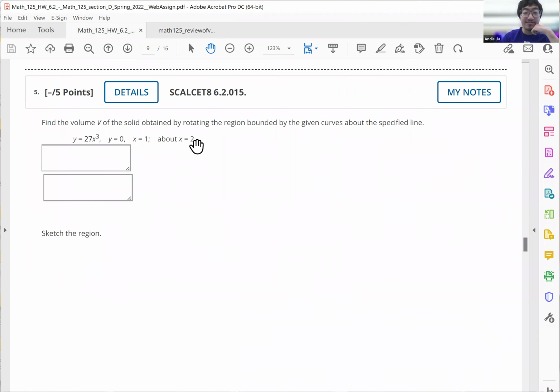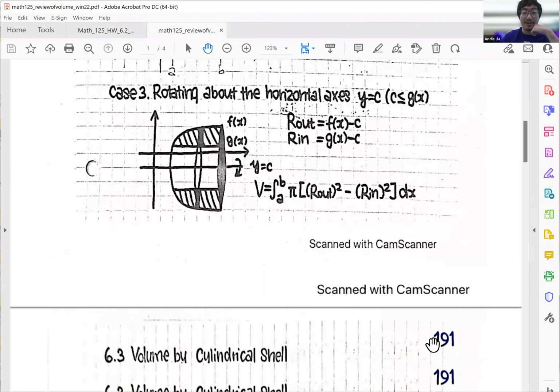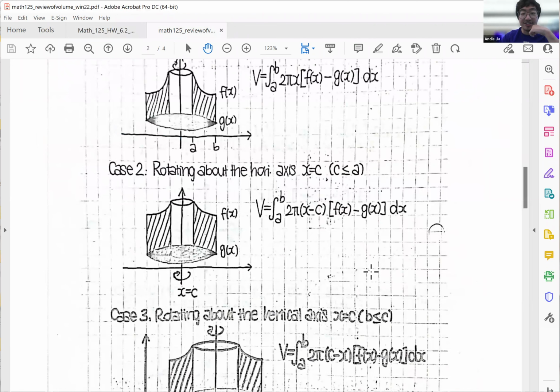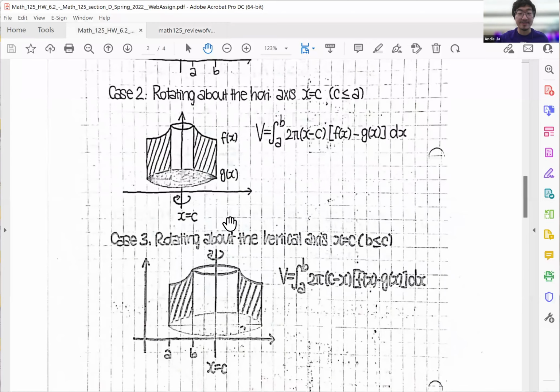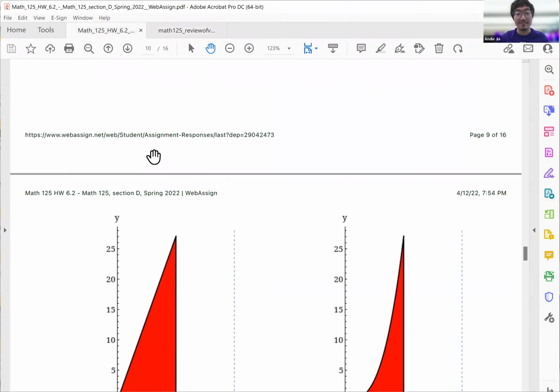Actually, in this case, the axis is what? This is going to be the shell method here. So c minus, this will be case number 2. Use x minus c, then f minus g of x, top and bottom. Then find the volume of this solid obtained.